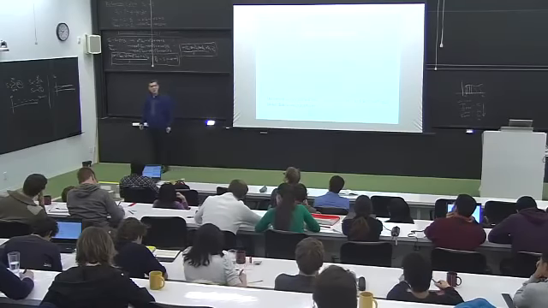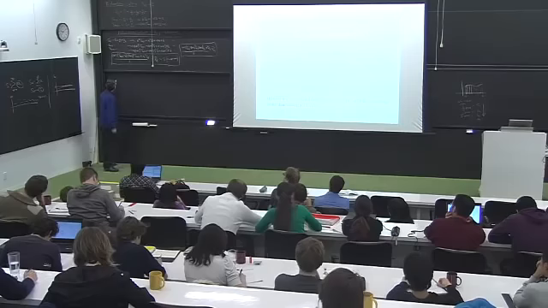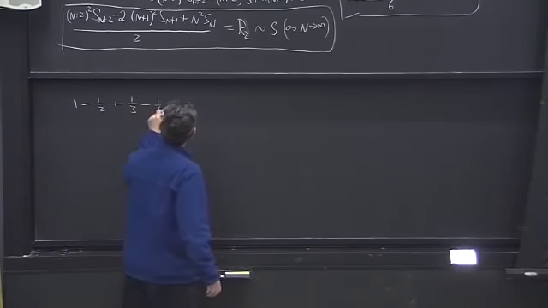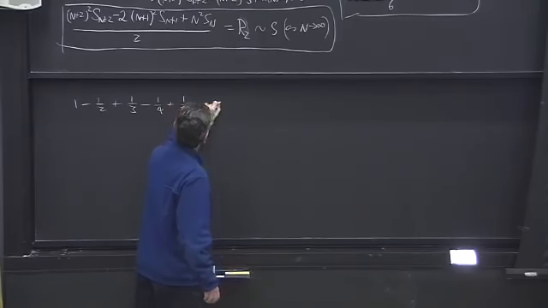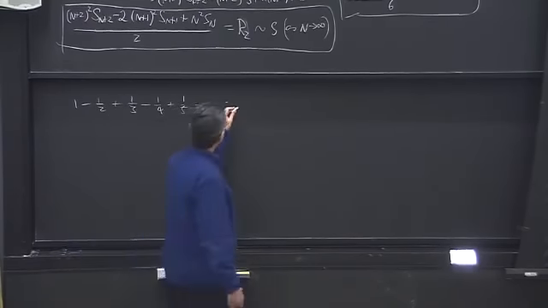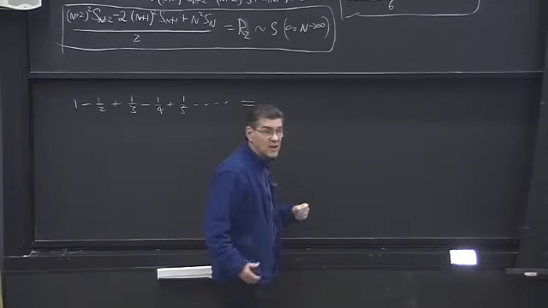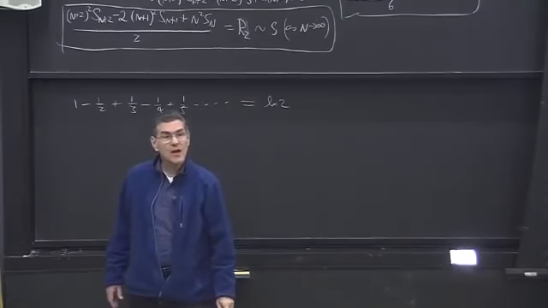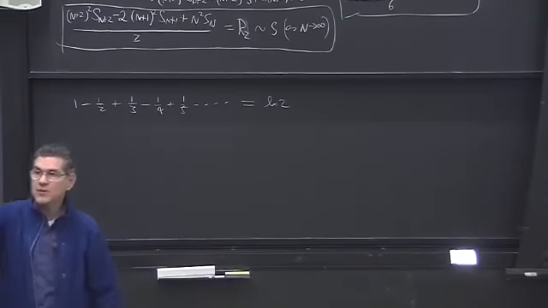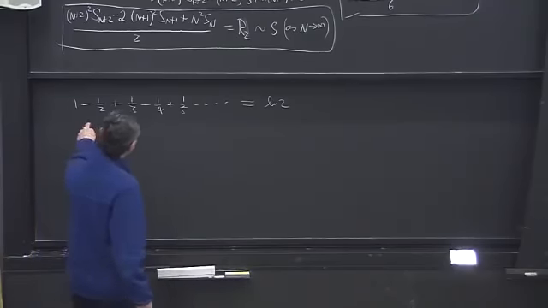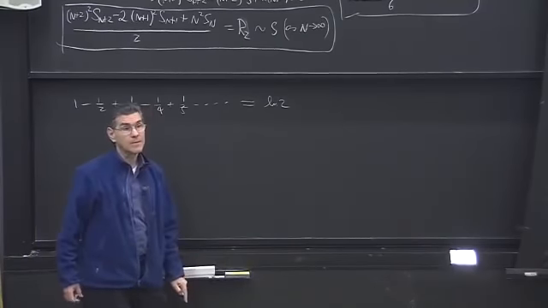Okay, you remember yesterday we talked about the series 1 minus a half plus a third minus a fourth plus a fifth, and so on. And we found that this series converges. It's actually equal to the log of 2. However, if you believe these laws of arithmetic, I can show you that this series is equal to pi.